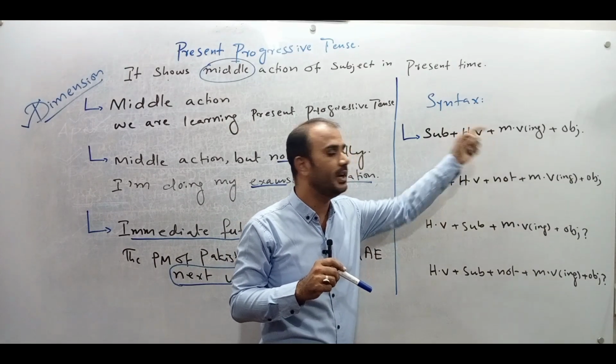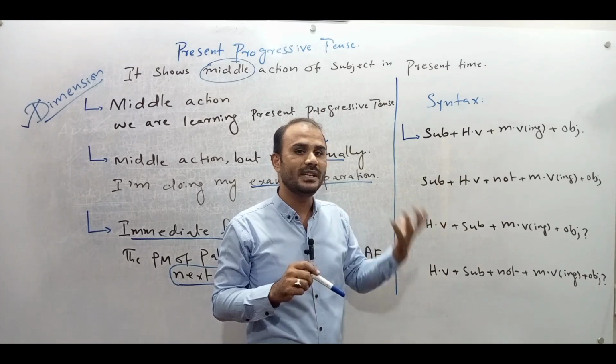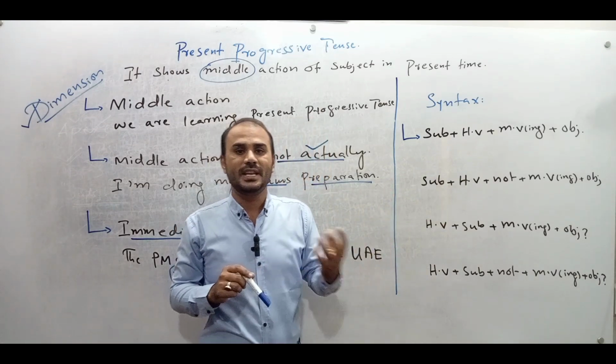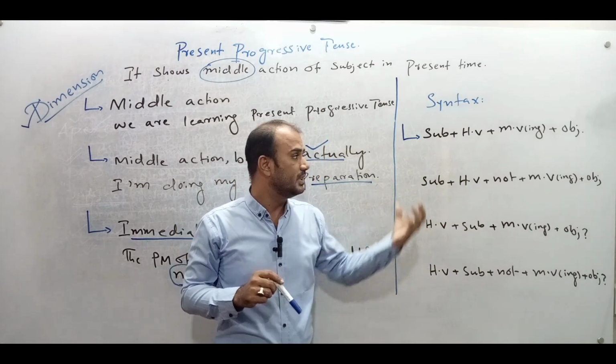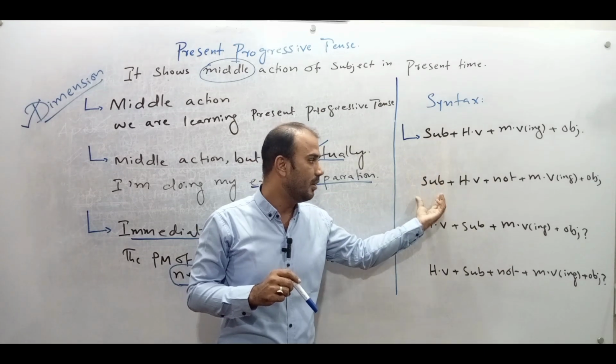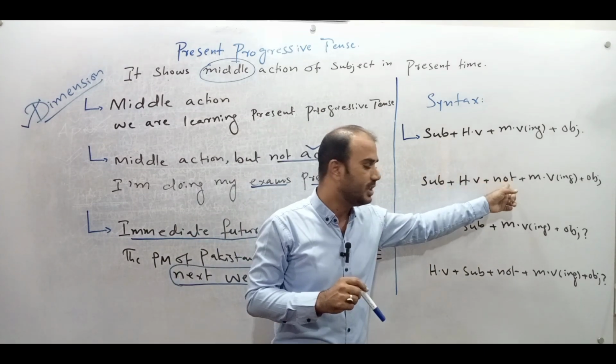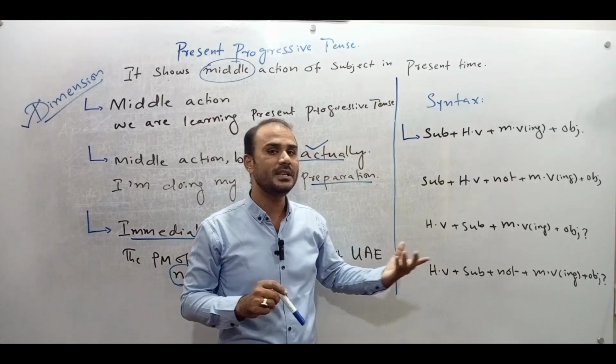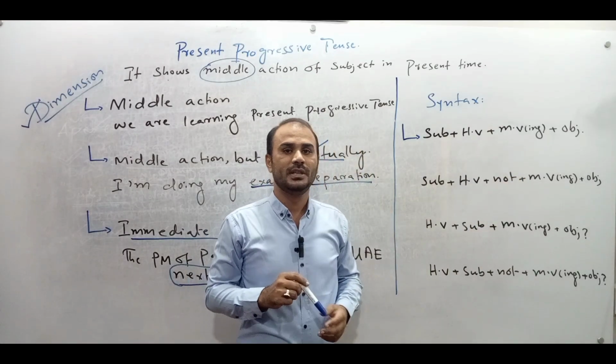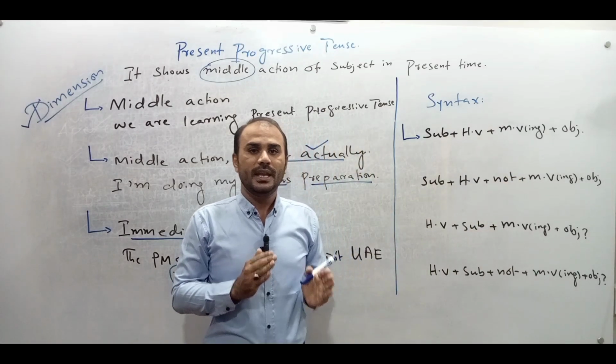If I talk about the sentence, I am writing a letter, it means presently I am working on it. This is my affirmative sentence. If I talk about the negative sentences, there is a subject, then the helping verb with not, then we have a main verb, and after that we have an object. For example, he is not playing cricket right now.